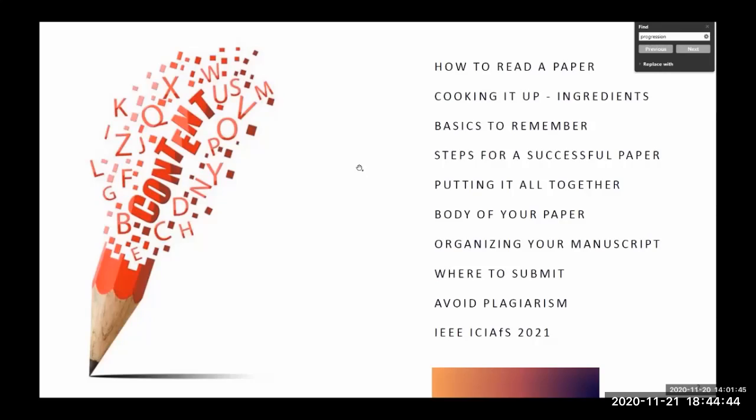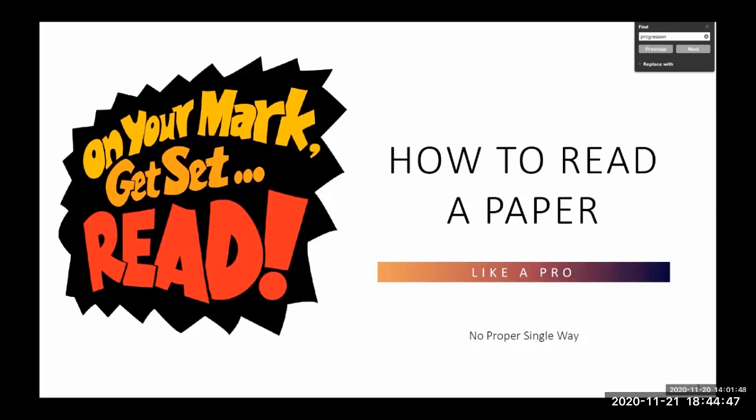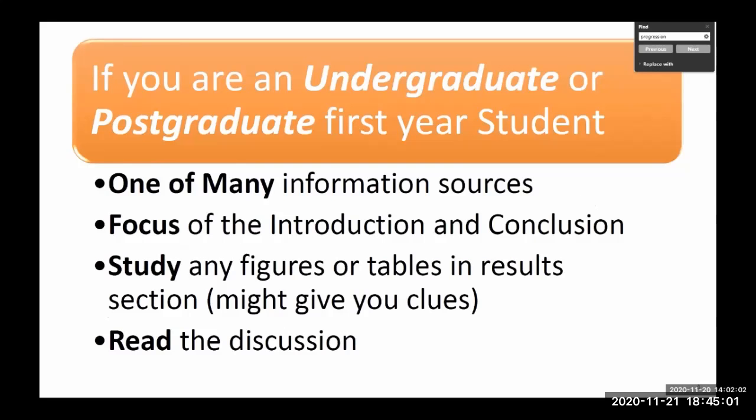Right. So first of all, let's look at how you are reading a research paper. In fact, there is no proper single way to read a research paper. If you are an undergraduate student or a postgraduate first year student, there is a lot of information that you need to gather. And also you need to focus especially on the introduction part and the conclusion part. There are a lot of papers around the internet, right? So you can download them.